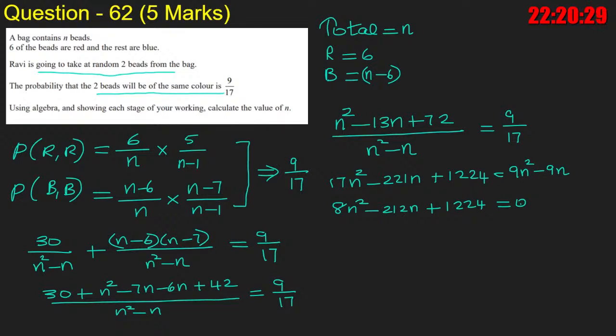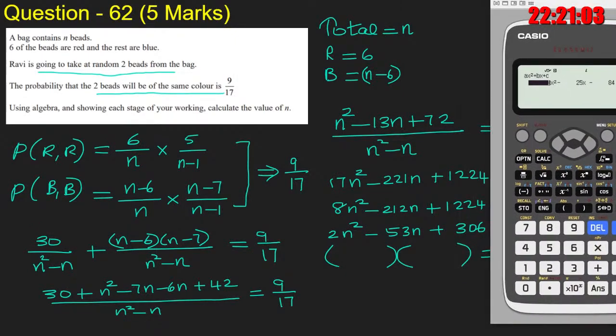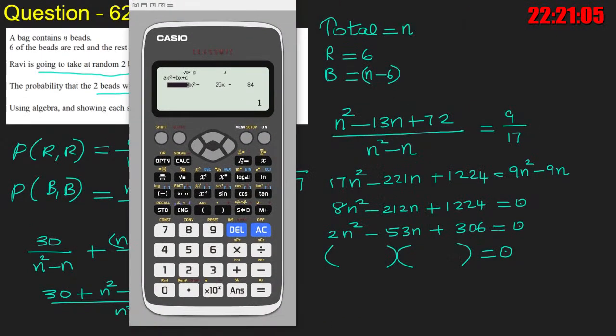So I'm going to do a little bit of simplification. I think we can divide by 4. So 2n squared minus 53n plus 306 equals 0. You can factorise it with brackets, or you can use the calculator. Let me show the calculator method. You need to understand how to do the calculator method here. This is your quadratic function.